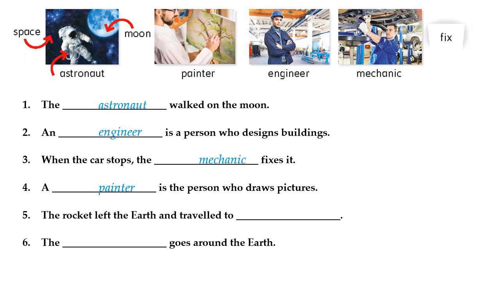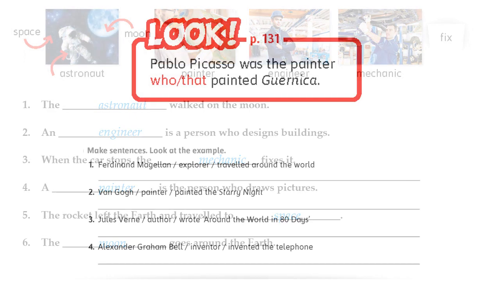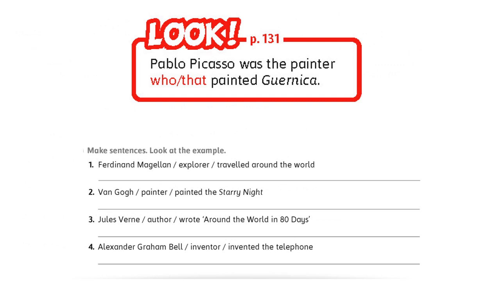Number 5. The rocket left the Earth and traveled to, of course, space. Number 6. The moon goes around the Earth. Next, we have a box, but this time it's about who and that, which refer to people. Like you say, Pablo Picasso, a famous artist, was a painter who or that painted Guernica.